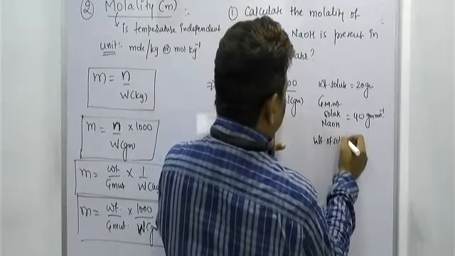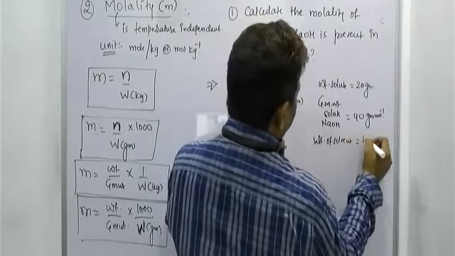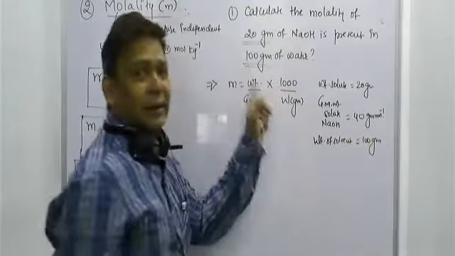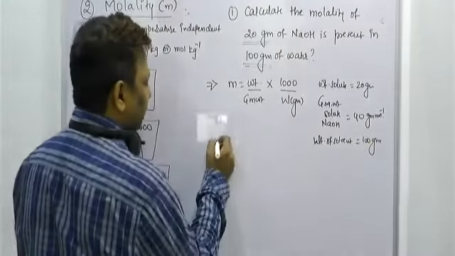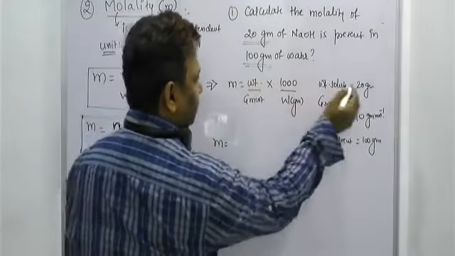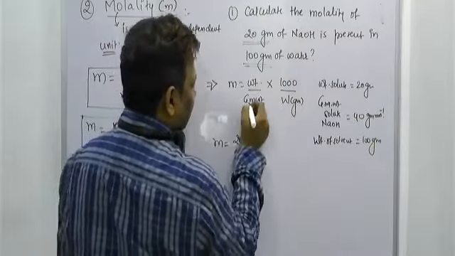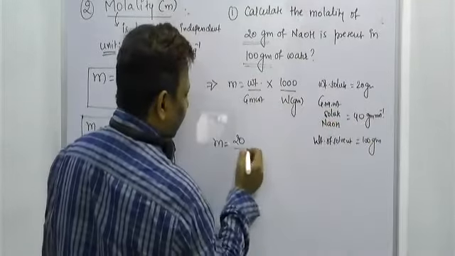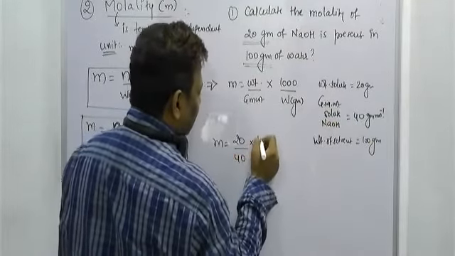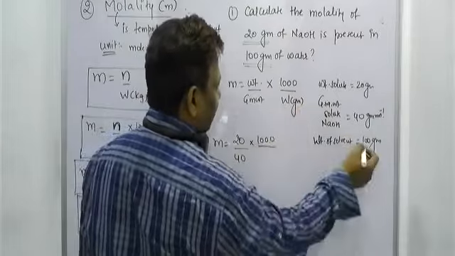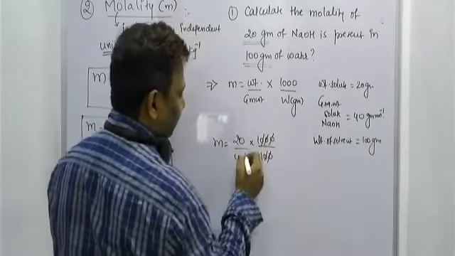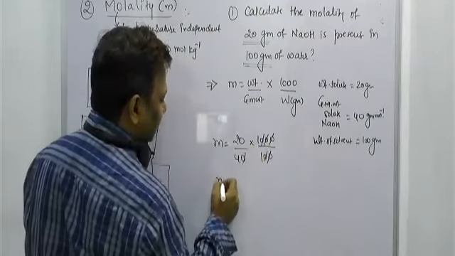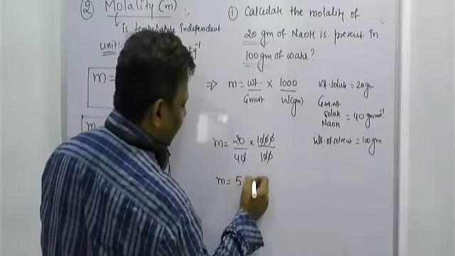Weight of solvent. The solvent is the water, and the solvent weight given is 100 gram. Now substitute all the values here. We'll get molality: weight of solute 20 gram, gram molecular weight of solute 40 gram per mole, into 1000 by weight of solvent in gram. That gives molality equal to 5 molal.